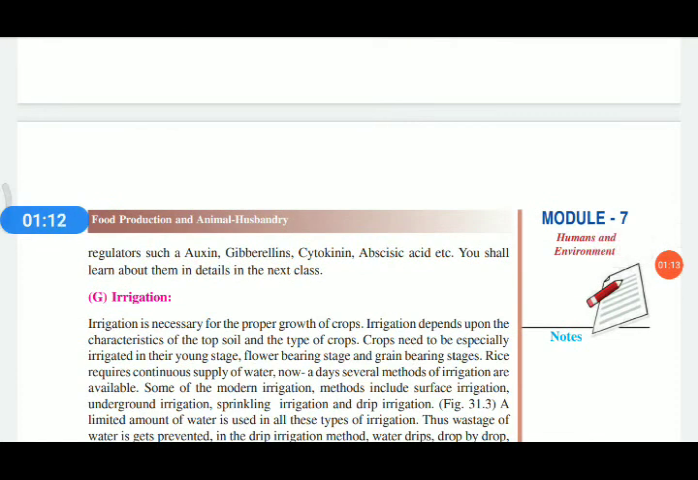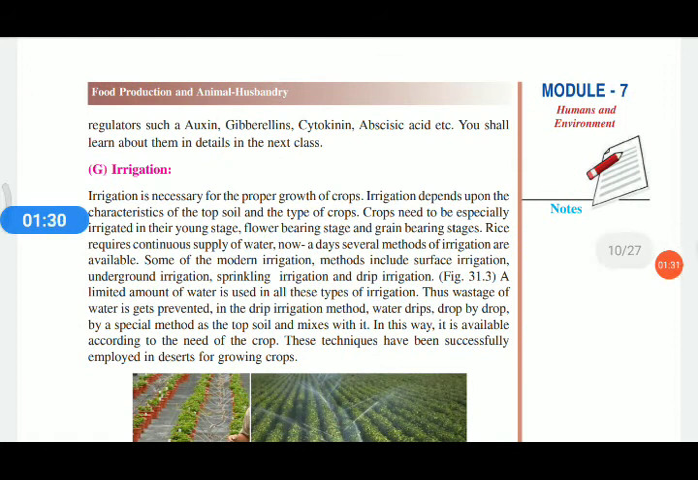Some plant growth regulators are auxin, gibberellins, cytokinin, and abscisic acid. All these are hormones normally found in plants. We add these hormones excessively to control the growth. Another important one is irrigation. In previous times, before the Green Revolution, people did different types of irrigation projects, to give water to plants.